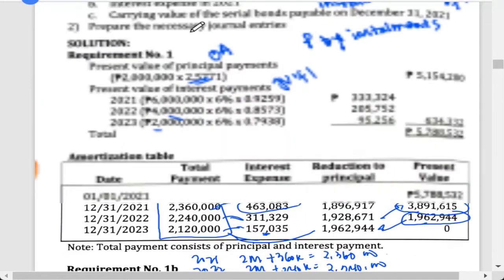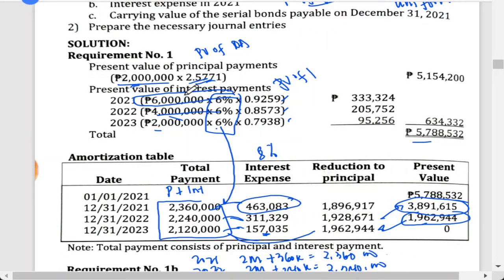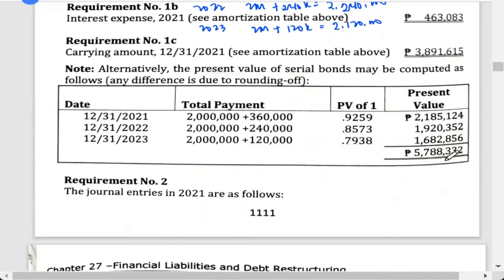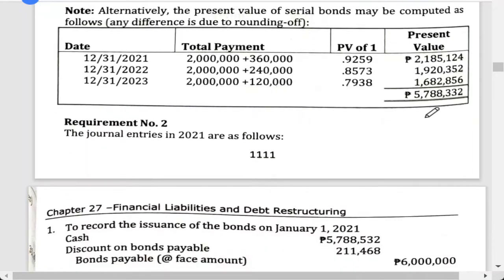Anyway, this is divided: 2 million with the 360, 2 million with the 240, and 2 million with the 120, right? So it's still the same. So multiply, and you will get 5,788,332. So this would be convenient and faster in terms of the computation. And anyway, you will still arrive at the same issue price.